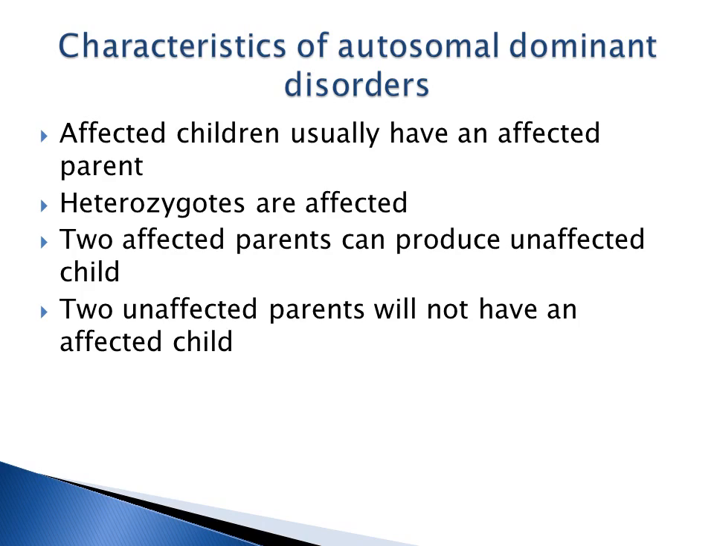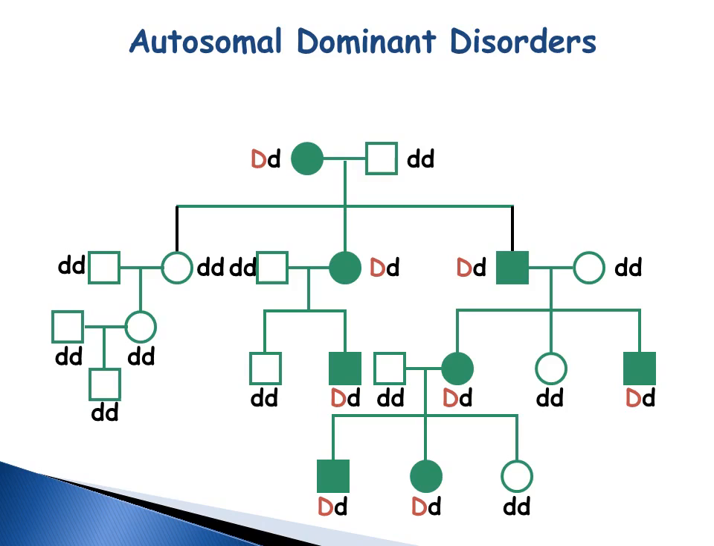Some of the characteristics of autosomal dominant disorders are that the affected children will have an affected parent. Heterozygotes are affected. Two affected parents can produce an unaffected child, and two unaffected parents will not have an affected child. So here's a pedigree showing an autosomal dominant disorder, and you can see that there's disease, the colored in circles or squares, in every single generation of the pedigree.